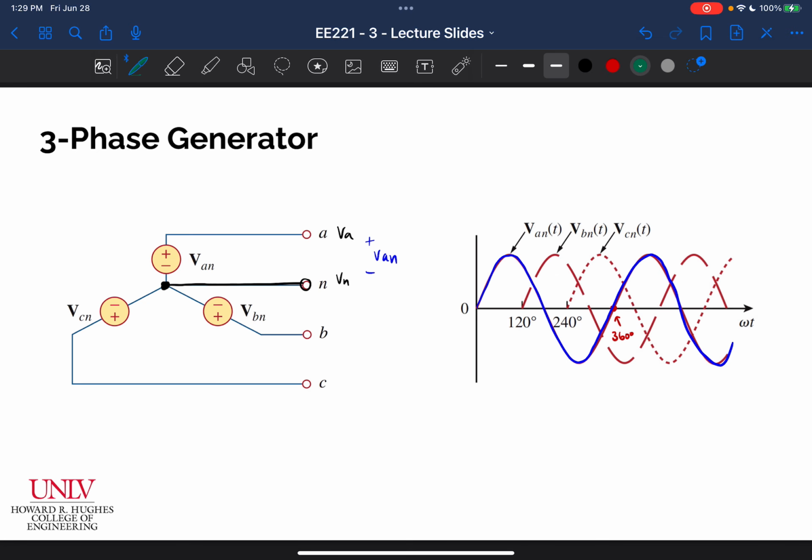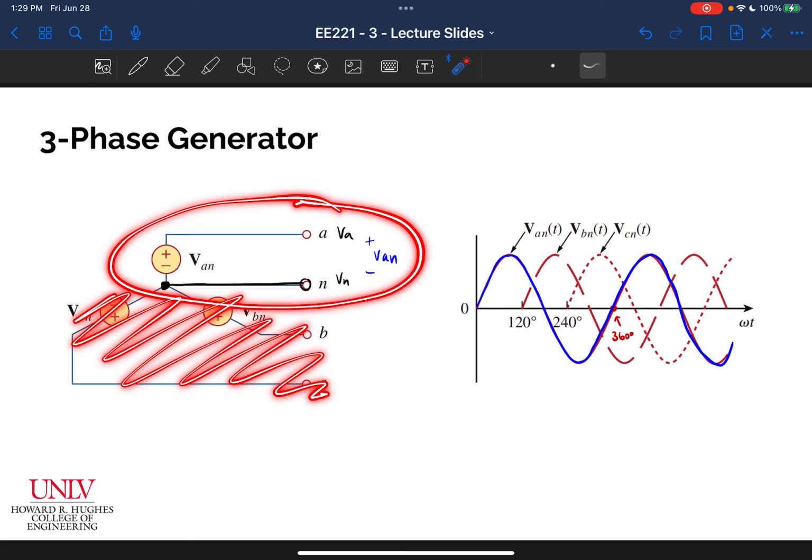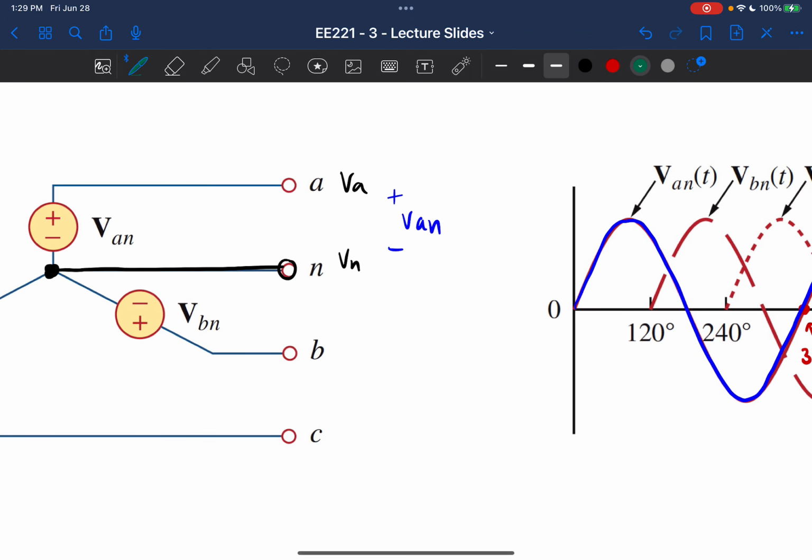If we were to take the rest of the stuff away, if we were to just scribble the rest of this out, all we would have is this blue sine wave. And if we don't look at B or C right now, all we have is this right here. It's just a standard sinusoidal source that's outputting a sine wave, and that's all we're looking at. Now we add in another source, VBN, which is going to take the voltage between VB and VN, right?